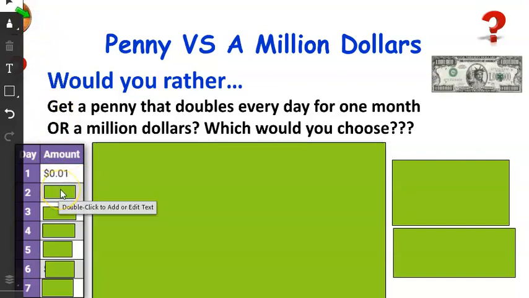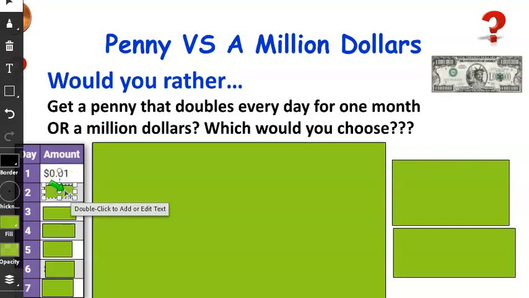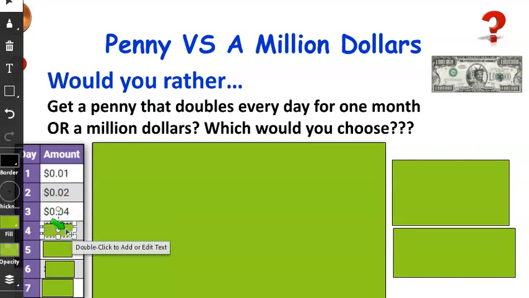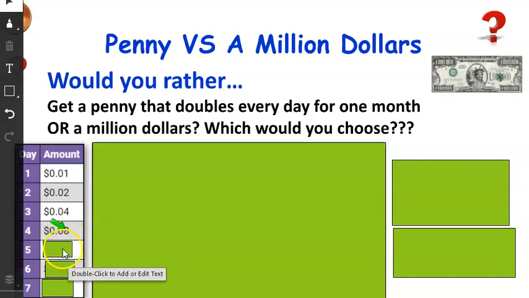On day 2, that penny doubles. Oh, remember a penny is one, it takes 100 pennies to make $1. So 1 penny is 0.01. If you double that, here's your 2 pennies. How much money do you have? You have 2 cents, right? Those 2 pennies double, so day 3 you have 4 pennies or 4 cents. Day 4, those 4 pennies double and you have 8 pennies or 8 cents.